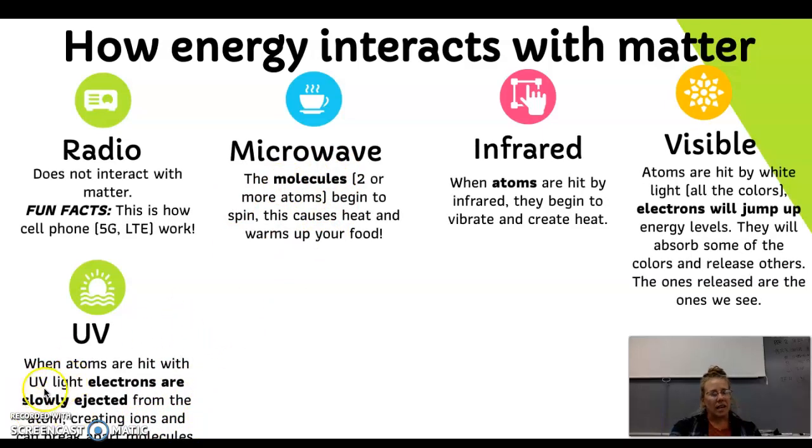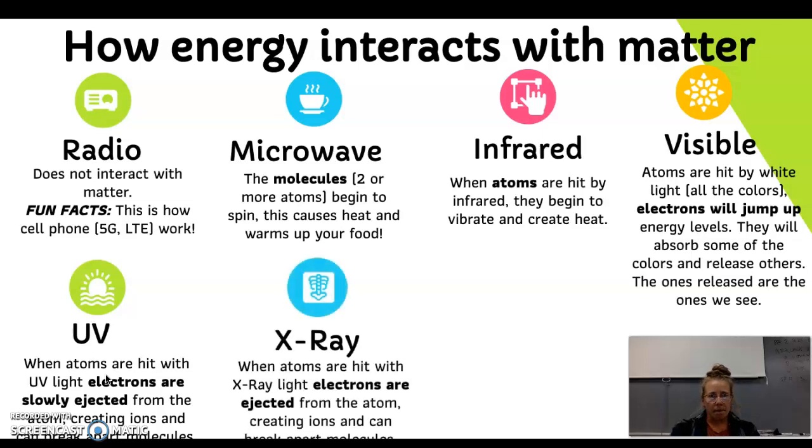And it slowly does that. And that's why when you go outside, you don't just immediately get sunburn, right? It takes some time for that UV light to start ejecting electrons. That's what's happening in your skin. It's breaking apart some of those bonds, and you're getting burned.